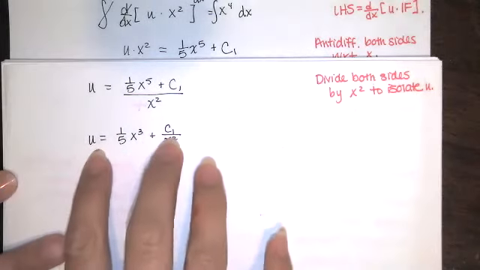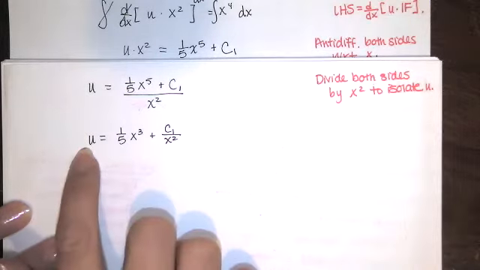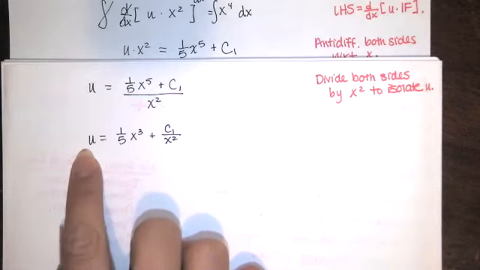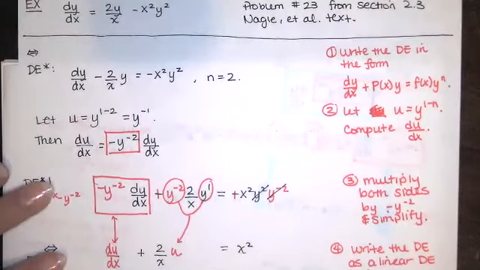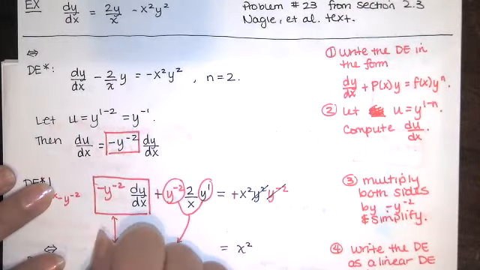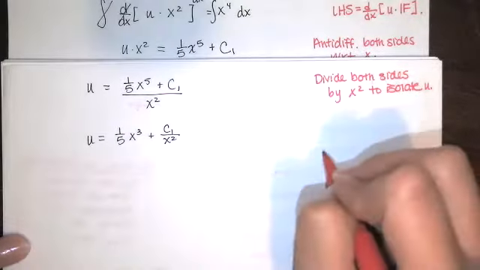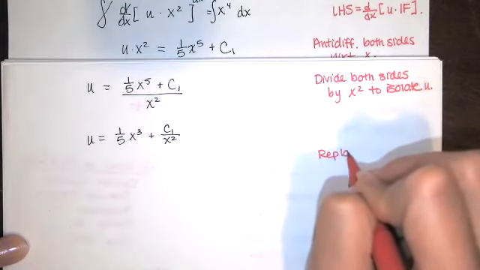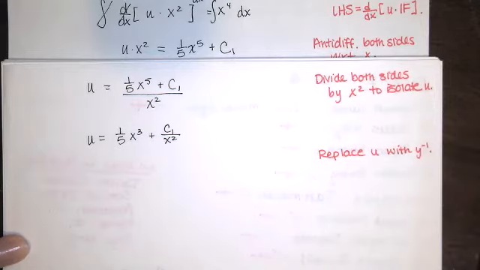So we've gotten u by itself, but remember, this variable u was just something that we made up so that we could solve a problem involving y. So we've got to go back to y. We made a substitution so that it would be first order linear, and we solved it. Now we need to go back to y. So we replace u with whatever it was in terms of y. In this case, it's y to the negative 1. And then you're just going to get y by itself.